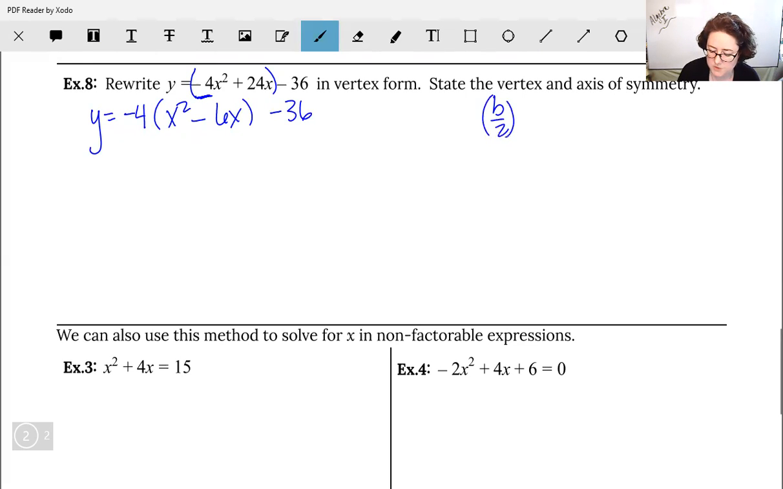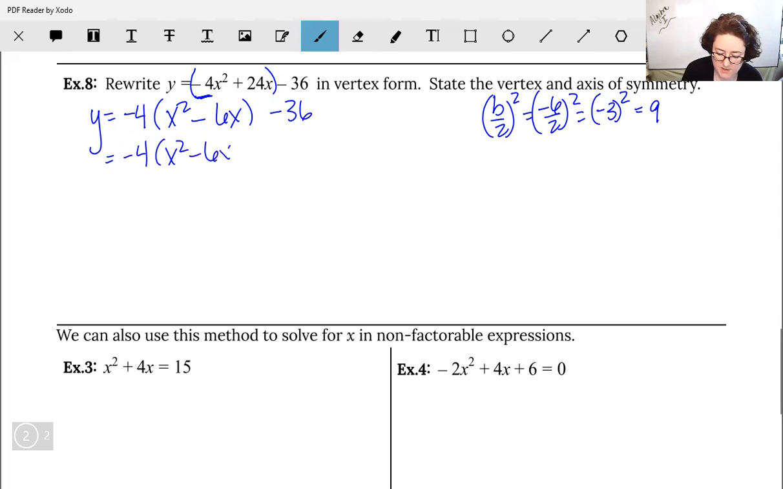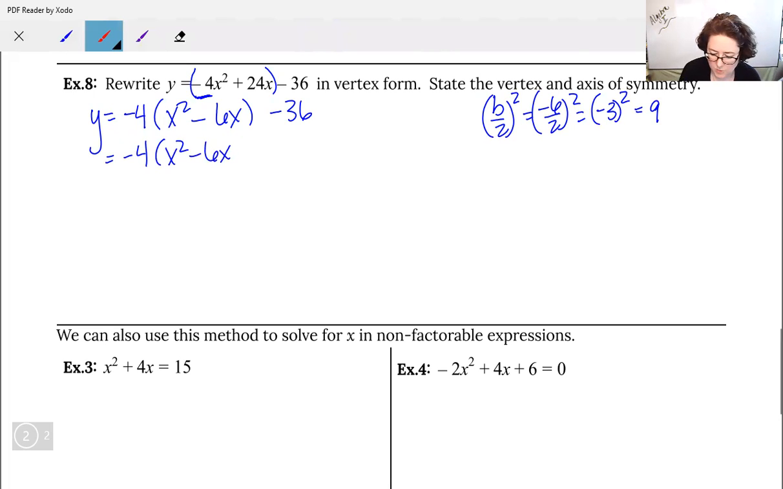b over 2 squared is going to be negative 6 over 2 squared, aka negative 3. And negative 3 squared is 9. So add and subtract 9. That'll give me a negative 4 times x squared minus 6x plus 9, minus 36 minus our 9, but times our a value, so that's negative 4 times 9.